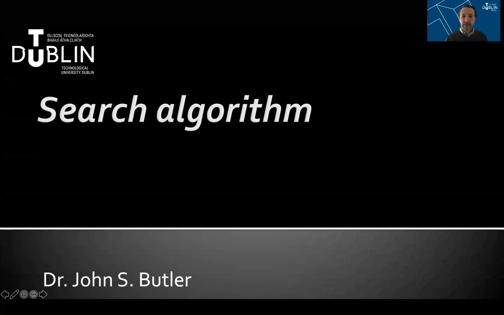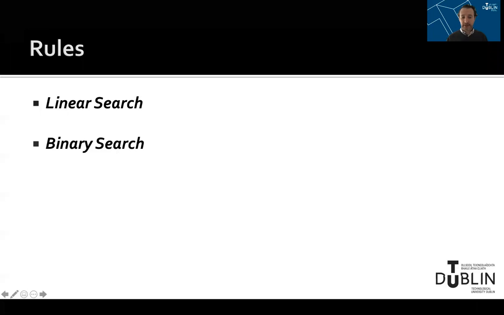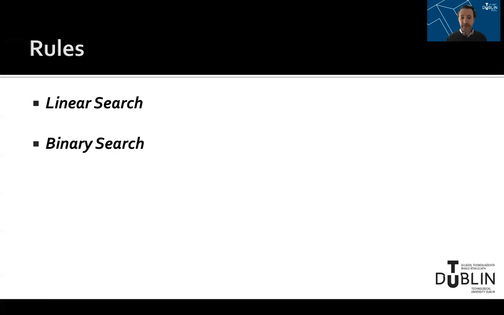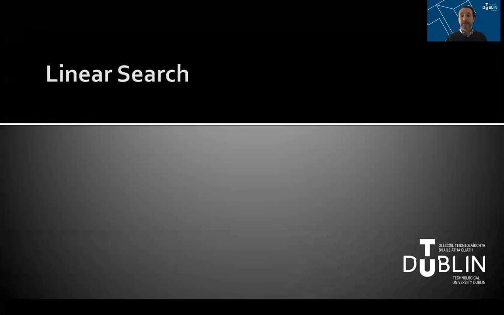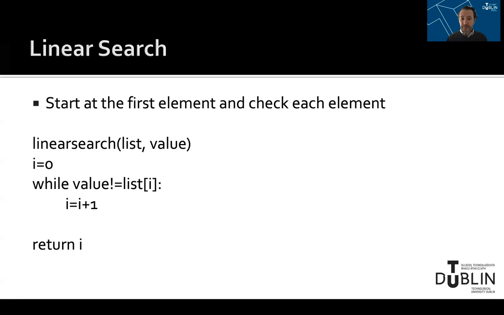In this short lecture, I'm going to talk about the searching algorithms. There are two types of searching algorithms, the linear search and the binary search. So in the linear search, we start at the first element and we check each of them. We just work our way along.